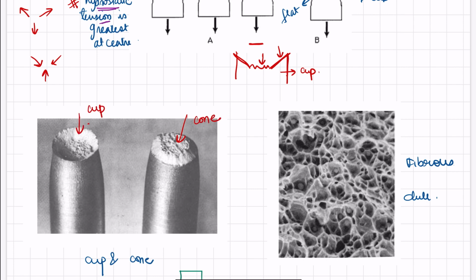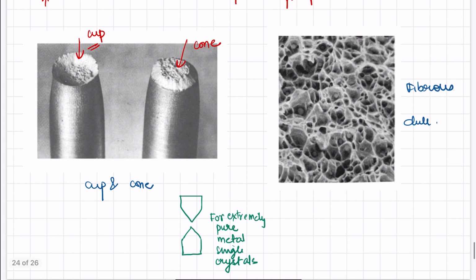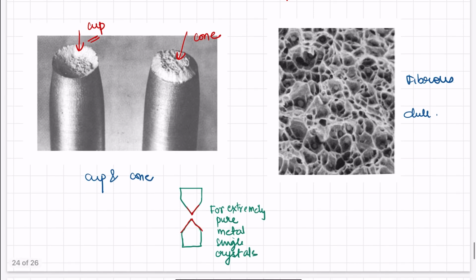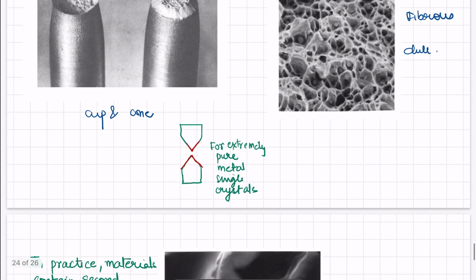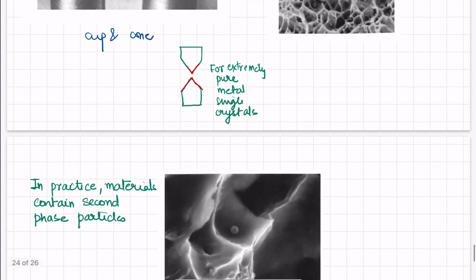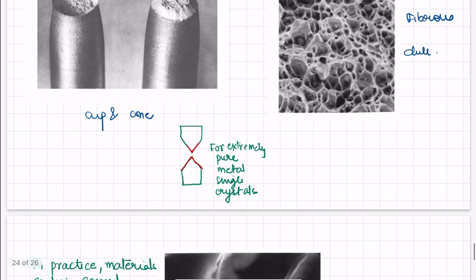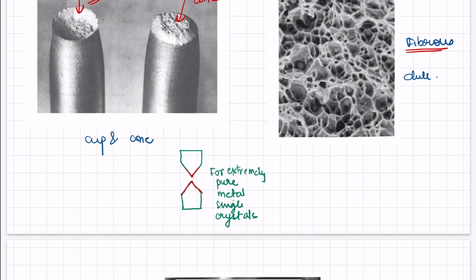If it's an extremely pure metal single crystal, then there will be no imperfection in the material. So in that case, the cup and cone fracture surface will not form. The rupture occurs to a point. Necking occurs to a point. So because of the presence of imperfections in the material, the fracture surface is made up of dimples. So this is the fibrous surface which is made up of dimples.